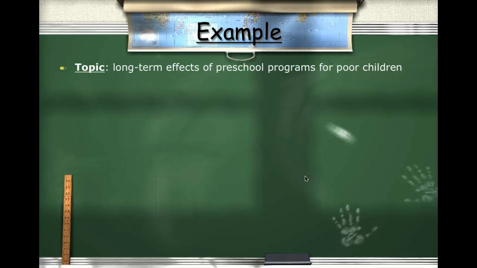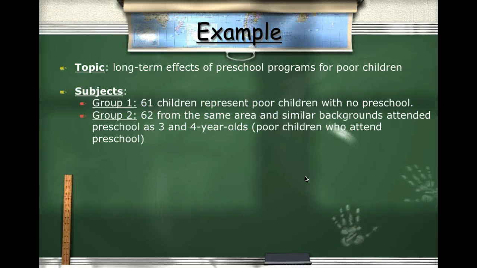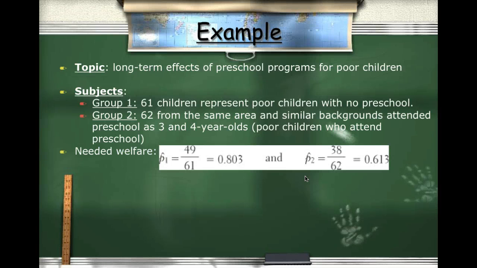Now here's an example. It says, we're interested in the long-term effects of preschool programs for poor children. Now in this study, we had two different groups. We had a group of 61 children that represented poor children with no preschool. And then we had a second group of 62 children from the same area, with similar backgrounds, who attended preschool as 3- and 4-year-olds. Now what we were interested in was whether or not they needed welfare later on in life. Notice, our first group, the children that did not attend preschool, had about 80.3% of them needing welfare later on, while our sample of children who did attend preschool had only about 61.3% needing welfare later on.